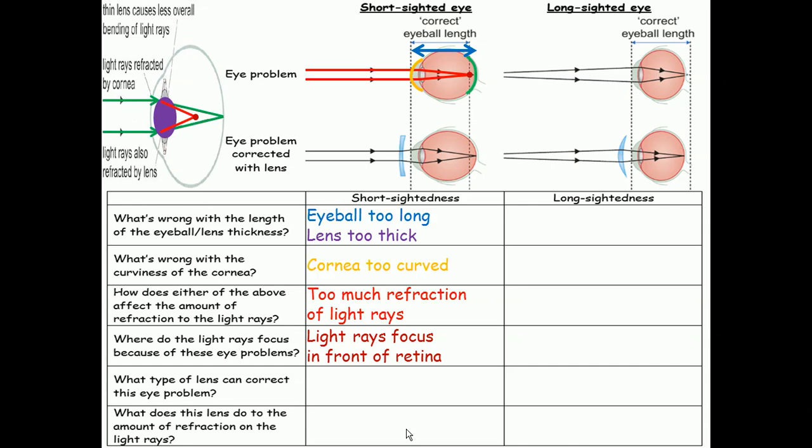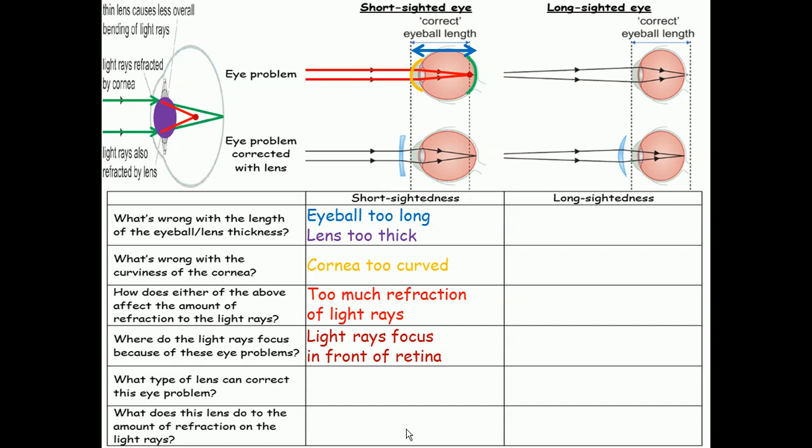So just to rephrase that, the three reasons why someone might be short-sighted is because the eyeball might be too long, or the lens is too thick, or the cornea too curved. So notice for all three of them, it's too much of those three things. Too long eyeball, too thick lens, too curved cornea. And all three of those things could cause the amount of refraction of the light rays to increase. And because it increases, the light rays focus in front of the retina.